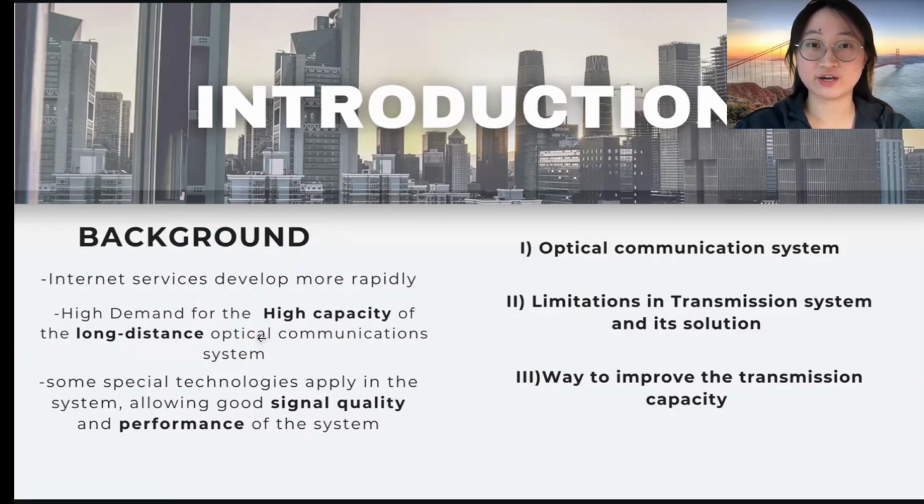So here is the introduction of this topic. Let's start with the background. The high demand for high capacity in long-distance communication systems is due to internet services developing more rapidly in today's world.